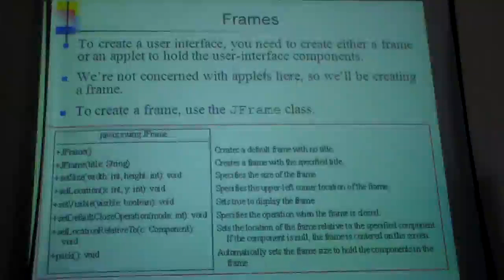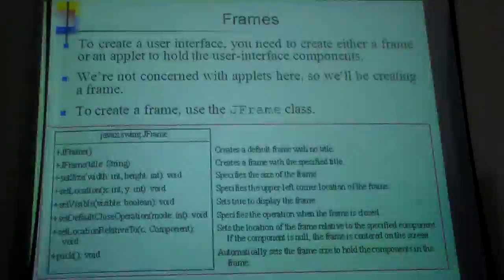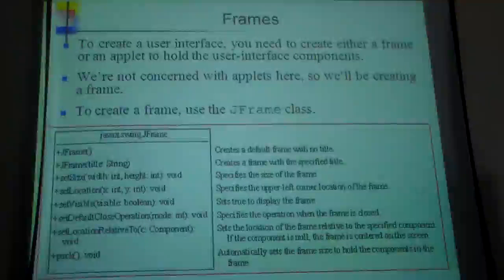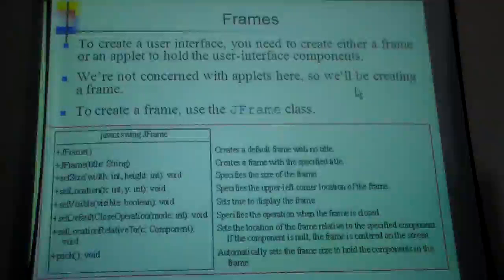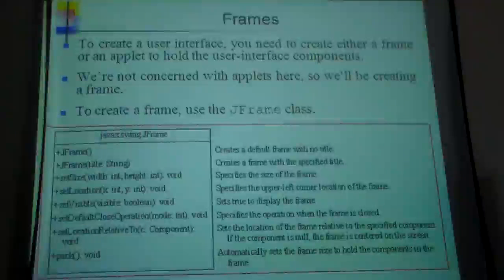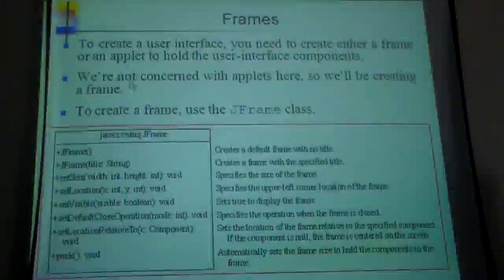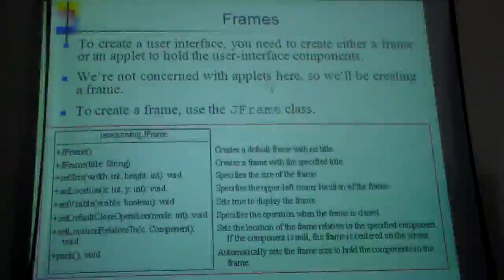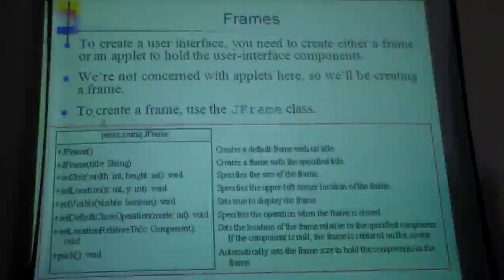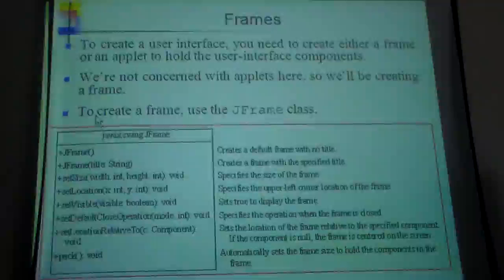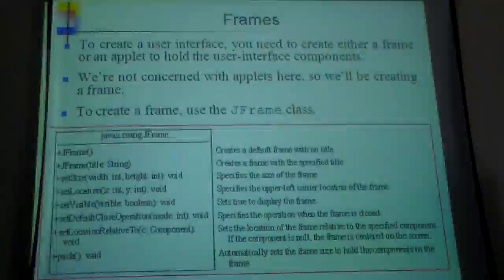A frame holds user interface components. Our components will be in the frame. This is the frame, for example, and we put our components inside it. What are your components? Maybe JButton, JText, or other things. We are not concerned with the applet, because it is another topic and you can read it by yourself, since we don't have time. It is easy and similar to the frame, but it is connected to websites.